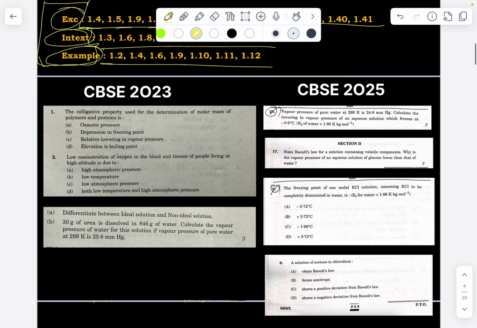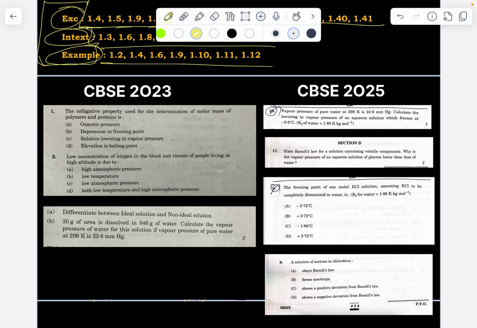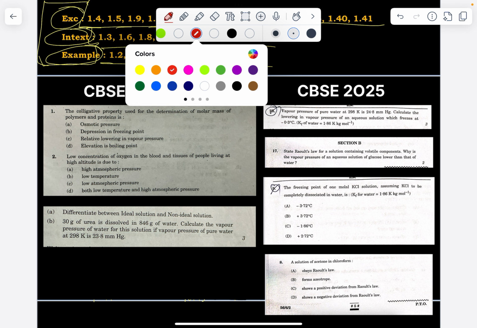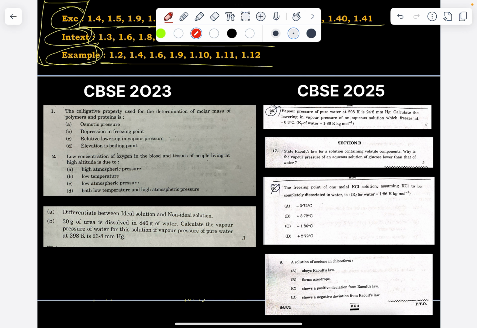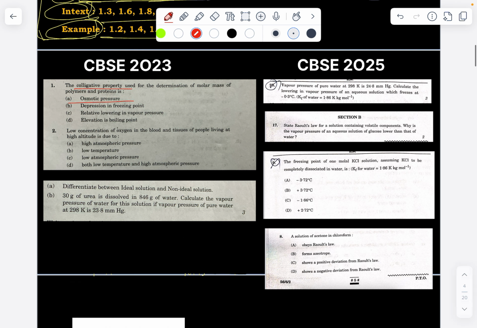For example, here I am showing the CBSE board questions from 2023. The first question is an MCQ from colligative properties, and osmotic pressure is the answer, as you know very well. The next question is on ideal and non-ideal solutions.